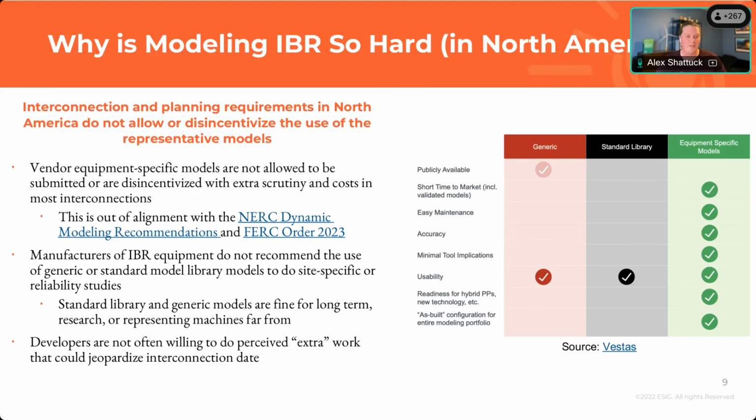I've experienced in my own work, if you ask an interconnection, hey, can I use a vendor-specific model? The manufacturer says they don't support the generic model, and they'd say no, or they'd say sure, but it costs $20,000 extra because we think it's going to be extra work. So they're either just frankly not allowed, or the cost kind of covers it, right? That is very important, that it's out of alignment with NERC's recommendations for modeling. NERC recommends the use of equipment-specific models for reliability purposes and the interconnection process. And FERC Order 2023 is in alignment with that as well.